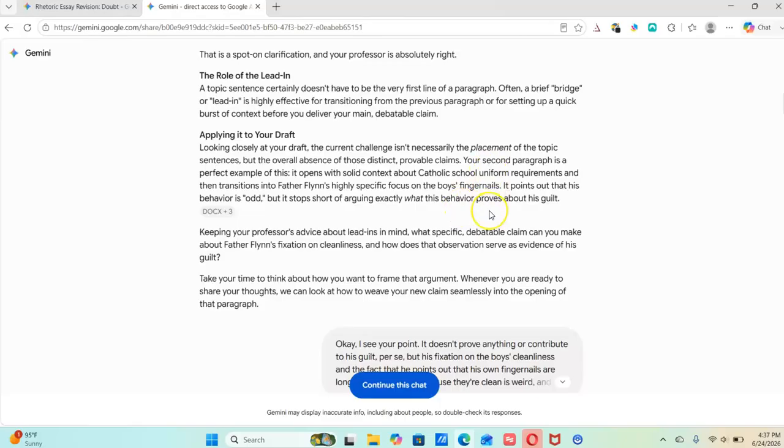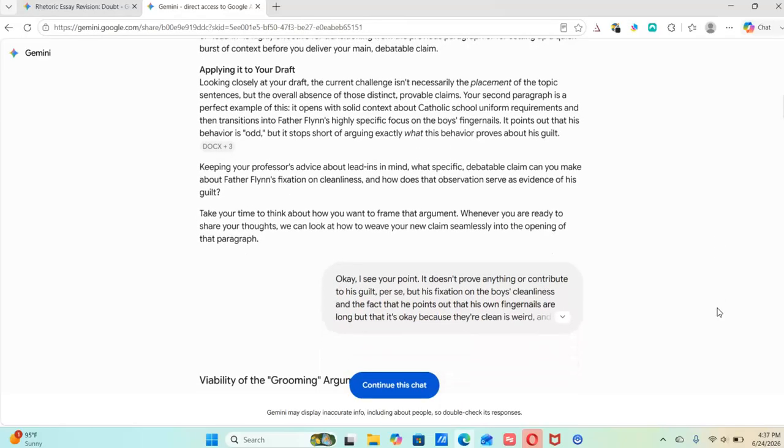It says your second paragraph is a perfect example of this. It opens with solid context about Catholic school uniform requirements and then transitions into a highly specific focus on the boy's fingernails, points out that Father Flynn's behavior is odd, but it stops short of arguing exactly what this behavior proves about his guilt. And it says, take your time to think about how you want to frame it. Whenever you're ready to share your thoughts, let's talk about it.